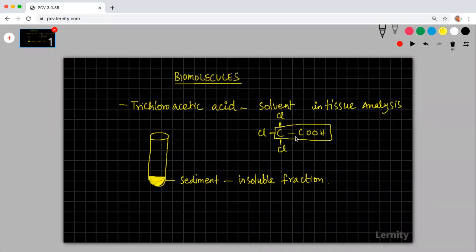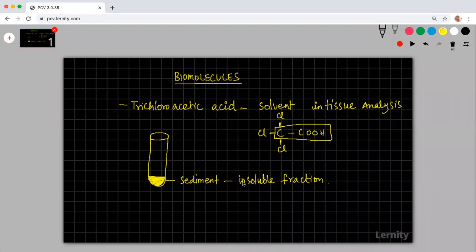CCl3COOH. That is trichloroacetic acid. You can also call this ethanoic acid. Okay, trichloroacetic acid or trichloroethanoic acid, both are the same. Acetic acid is a common name. Ethanoic acid is the IUPAC name.